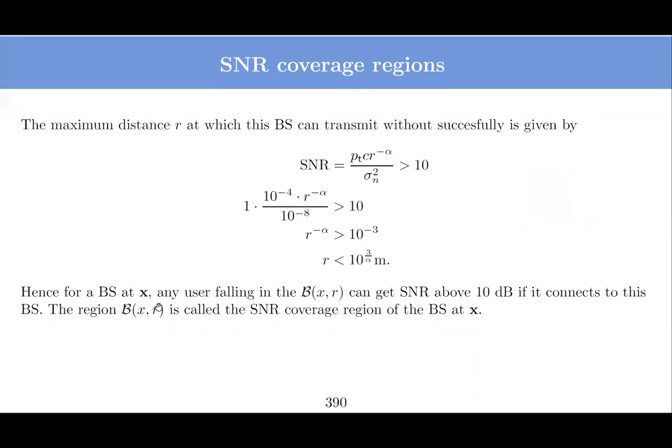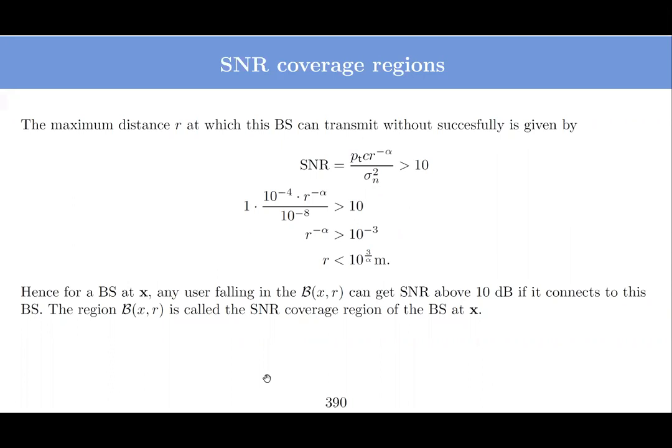Okay, so in some sense, you can also say that if there's a base station, any user falling in a ball around this base station of radius R can get enough SNR if it connects to this base station. Outside that, it will not get coverage. So this region around the base station is known as the SNR coverage region of the base station. And if SNR is the only criterion, then this will be the association area also.